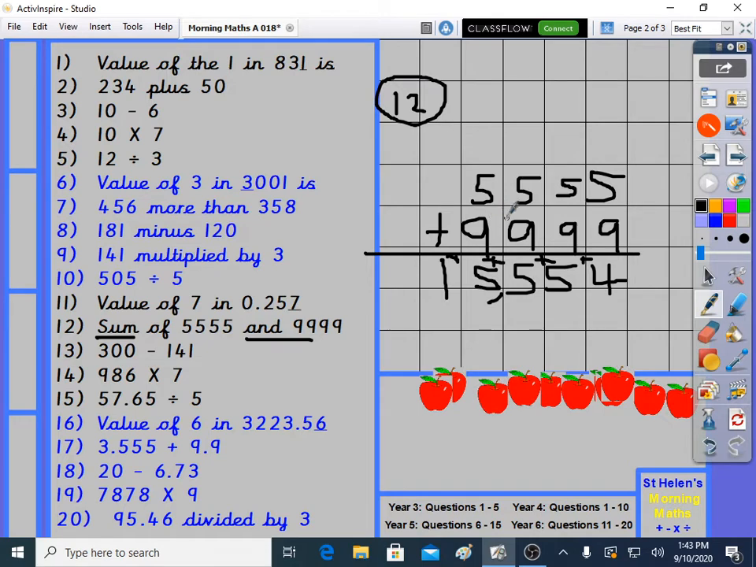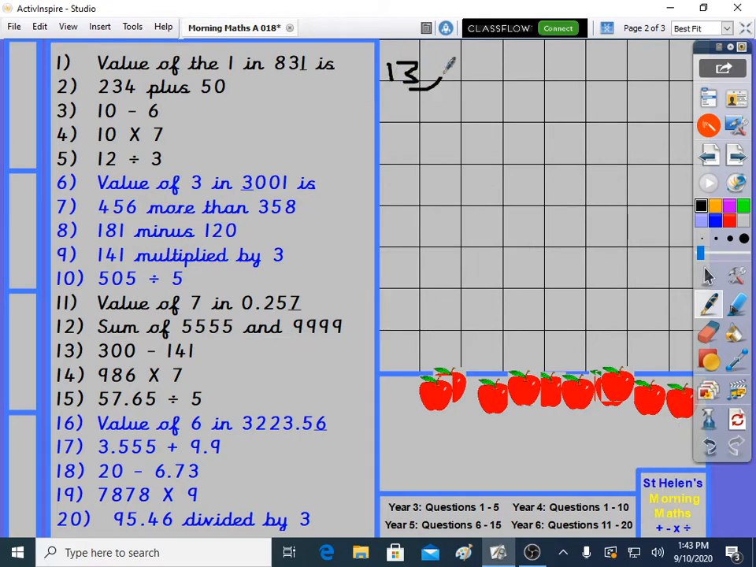There's another way of doing this, of course. You could just pretend that 9,999 was 10,000. 10,000 plus 5,000 is 15,555, but it was actually one less we're adding on, so it's 15,554. Question 13, 300 minus 141.